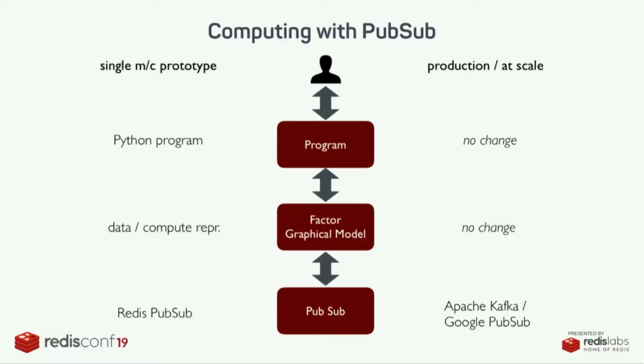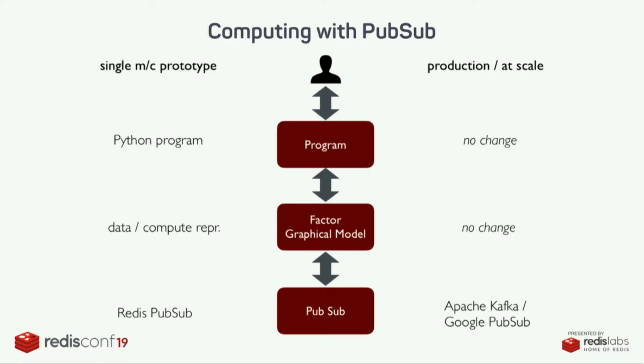So at a very high level, what any program looks like in the factor graph computation framework is: first you have the actual algorithm that you want to compute, which is the program here. Then you have the factor graphical model, which is the factor graph of your problem representation. And then under that is your actual PubSub system that runs the communication back and forth between these different nodes.